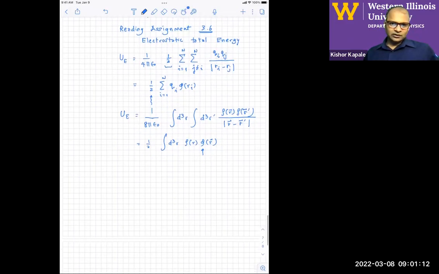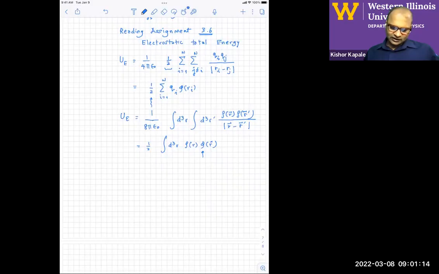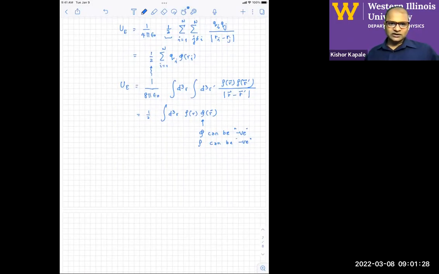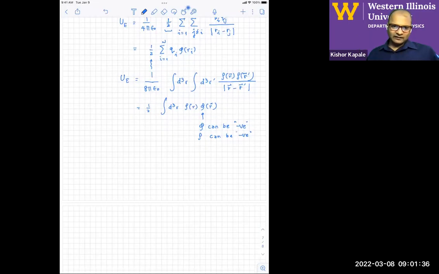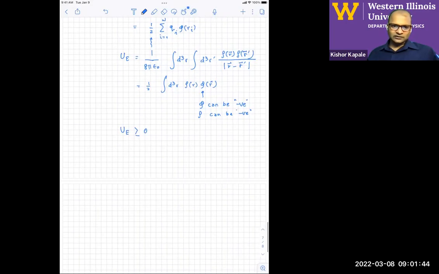Now, the thing to note here is if you look at this expression, phi can be negative and rho can be negative as well, right? In some cases. So just by looking at this expression, you cannot tell whether UE will be positive or negative. And it turns out UE is always positive definite. So it is always greater than or equal to 0. And the way that works is, let's just take one mathematical step to figure this out.